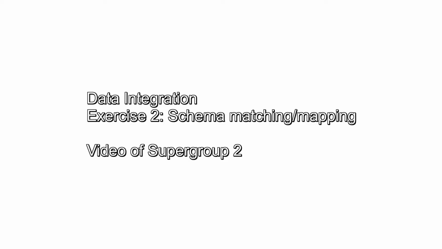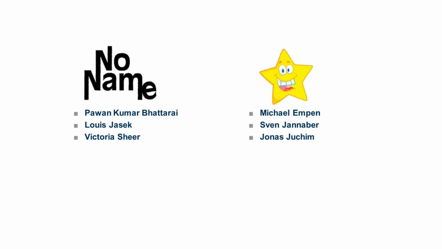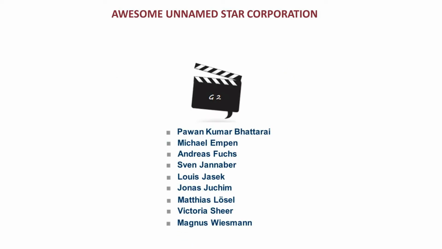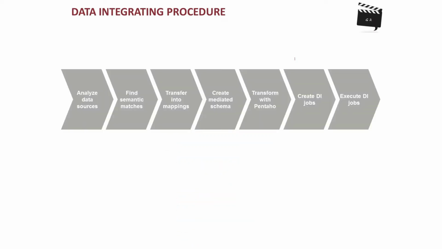In this video, we will present Supergroup 2's schema matching and mapping exercise and solution. Our supergroup consists of groups 3, 5, and 8, and our resulting company is called G2 Cinema and Rental. To develop our solution, we followed a standard procedure.